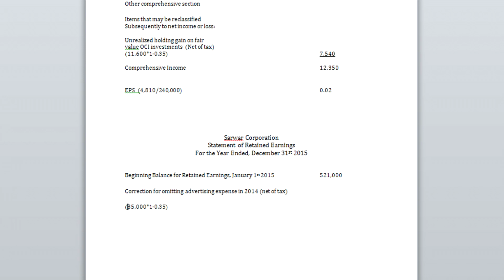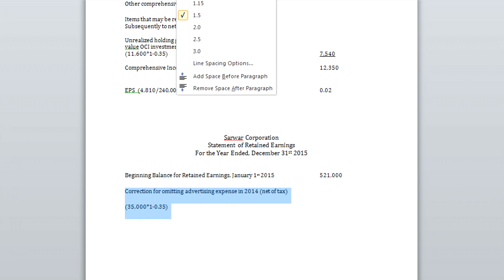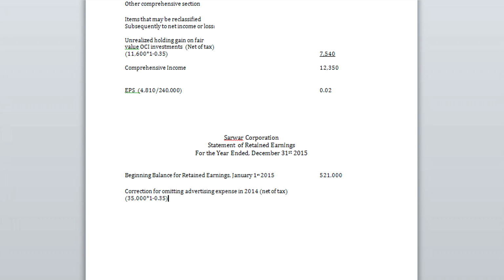So simple enough, right? We just need to figure out what this number is net of tax, because that's how we record it on this statement. If we do that calculation appropriately, we're just going to get this number of $22,750. Now because it's an expense we forgot to include, we're going to put it in brackets here because expenses are negative numbers. If we forgot a revenue, then it would be positive and it would add to the beginning balance.